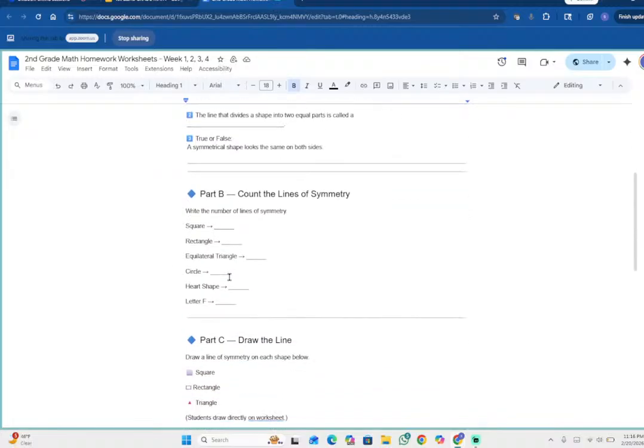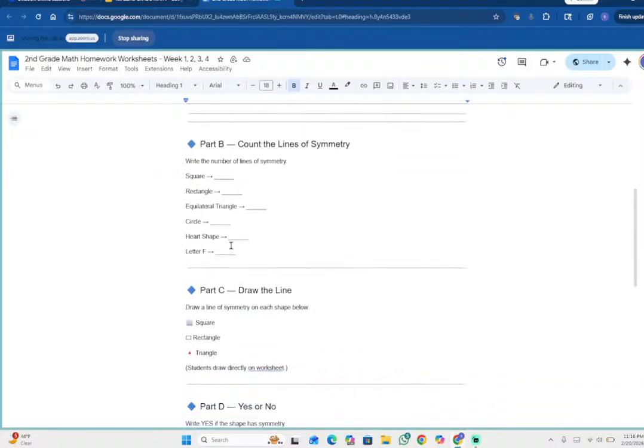So we'll leave the first 3. Okay, count the lines of symmetry. Write the number of lines of symmetry. So first up is a square. 1 vertical line of symmetry, 1 horizontal line of symmetry, and 2 diagonal lines of symmetry. So this would be 4.